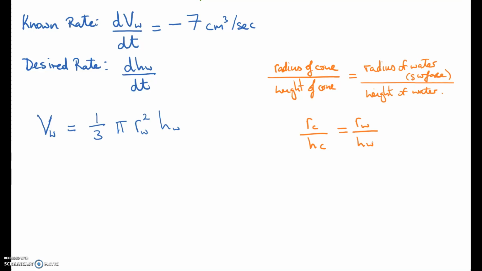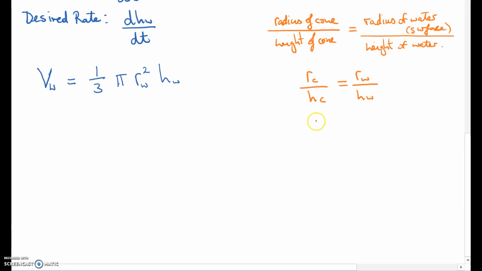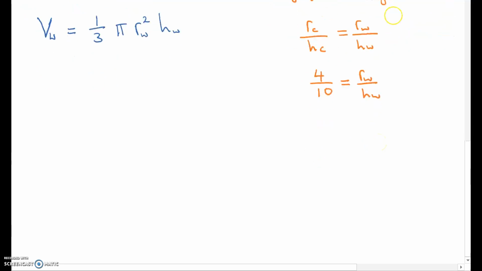RC is the radius of the cone, that's 4. So if there are terms which are constant, you can plug those in. The height of the cone was 10. So we have 4 over 10 equals RW over HW, and we can break down the fraction on the left, that's 2/5 is equal to RW over HW. And now this is useful to us because we wanted to get rid of RW.